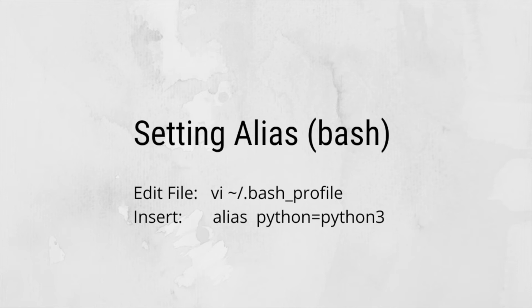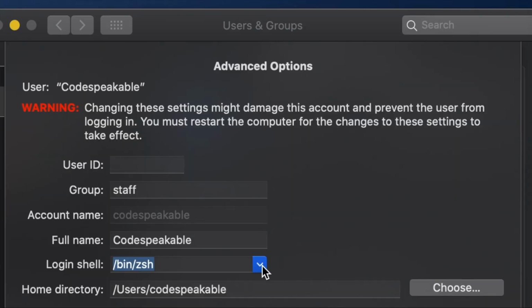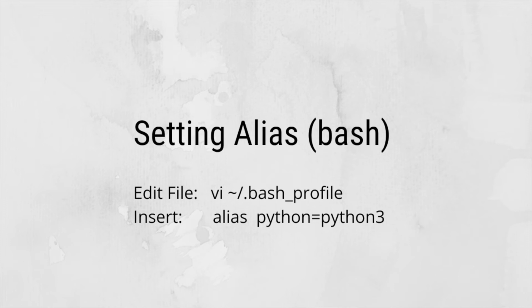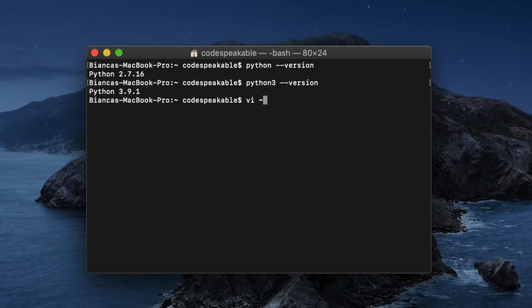Similarly to the previous steps, we will need to edit the file in a Bash shell. I am currently in C shell, so I will need to go back into the System Preferences to change my shell. But if yours is already set, simply open a new terminal. To set an alias in Bash, open a Bash terminal and edit the file named .bash_profile, or create one if it doesn't exist. Type vi space ~/.bash_profile to open the file.